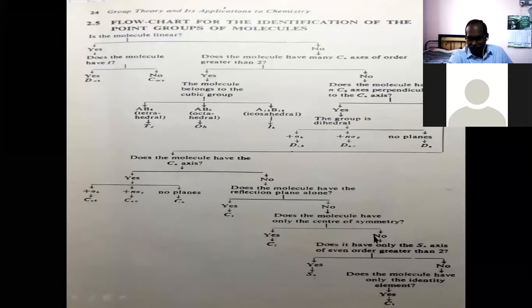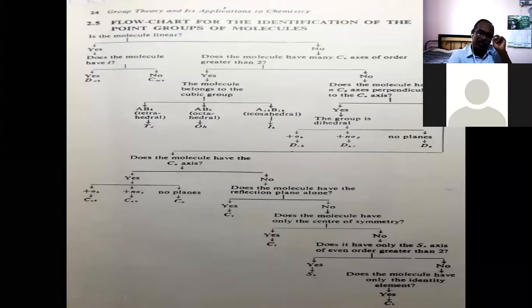If the center of symmetry is also not present, then it has only an Sn axis, an improper axis only, and that improper axis has an order greater than 2. If it is so, then that belongs to the Sn point group, S suffix n. Even if that is not at all present, then the molecule has only the identity element. It does not belong to any symmetry, then it is called the C1 point group.